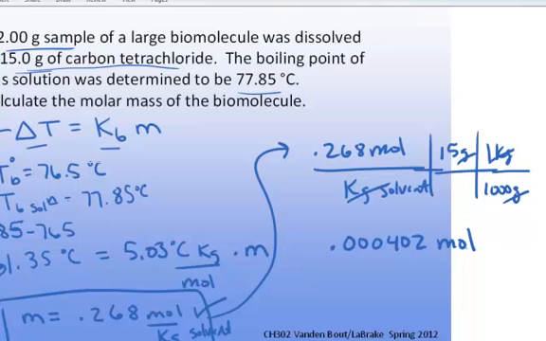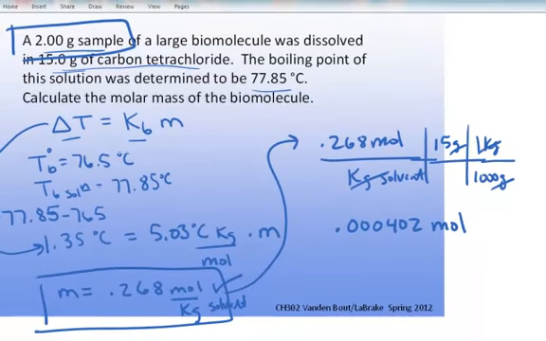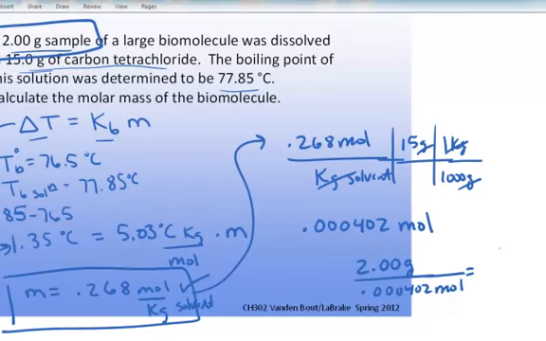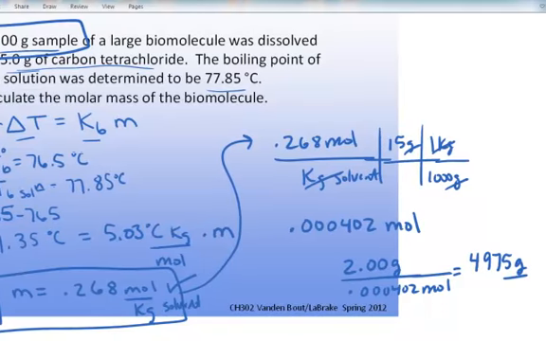And the molar mass then is just going to be the mass of that large biomolecule divided by the number of moles. So the mass that weighs 0.000402 moles is 2 grams. So this can be 2 grams of large biomolecule divided by 0.000402 moles of the large biomolecule, and that gives us a molar mass of 4,975 grams per mole. That's why it's called a large biomolecule. It has a large molar mass.